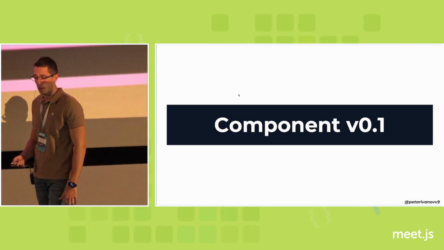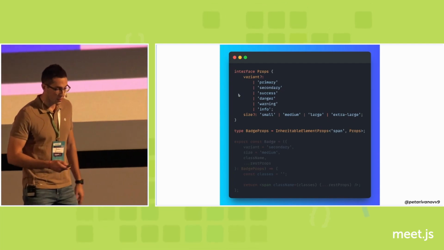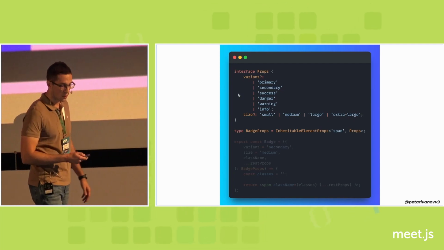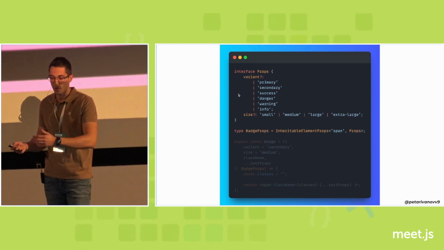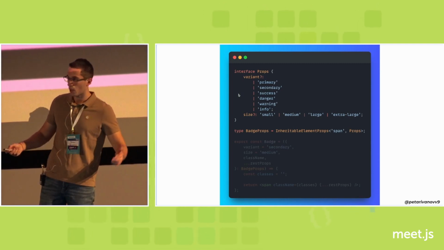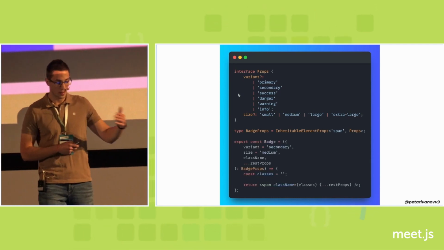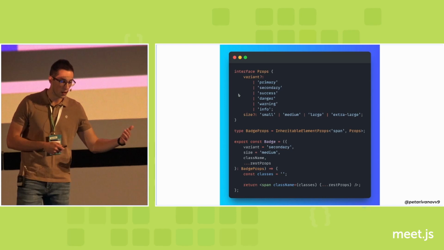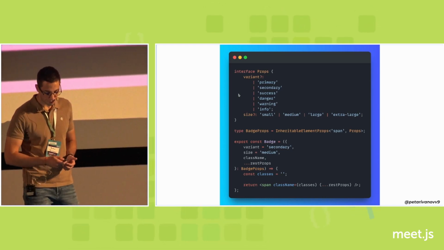And now let's move to the first interesting part, how to create the first version of our component. And as you can see on the screen, here we have some types where we defined the props of our badge component. So we have variants, sizes. I would say nothing interesting here. And this is how it looks like in the end. So we have the props, and in the end we render a span element. And this is the default behavior.